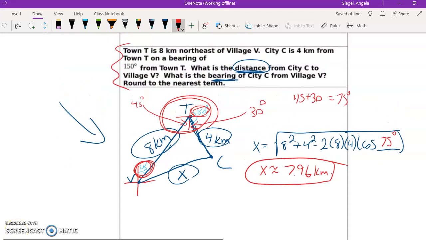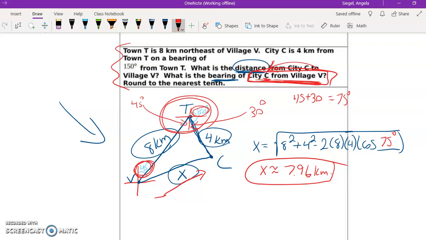Okay, so let's talk about the bearing part of it. So what is the bearing of City C from Village V? So this is a big thing. We're not going from C to V, we're going the other way around. So we're going from here to that direction there. So we need to figure that out.